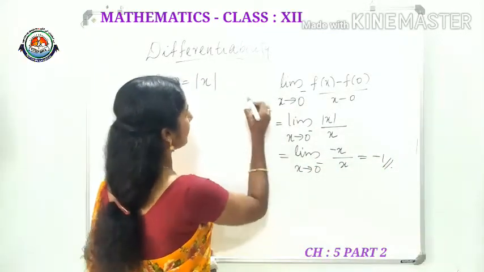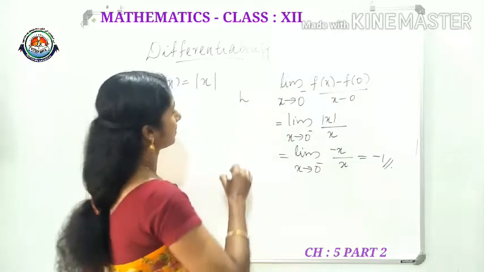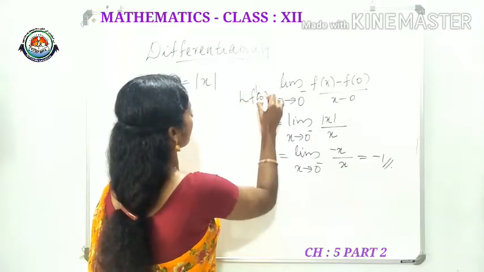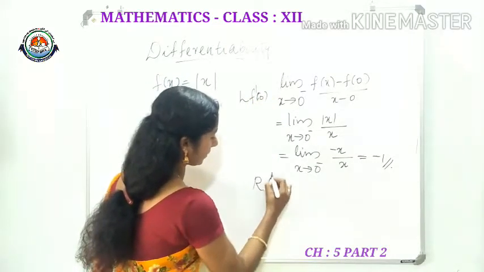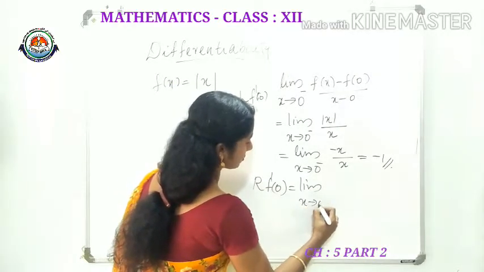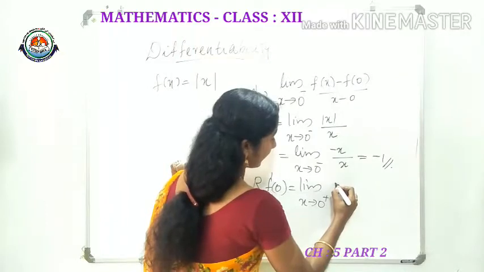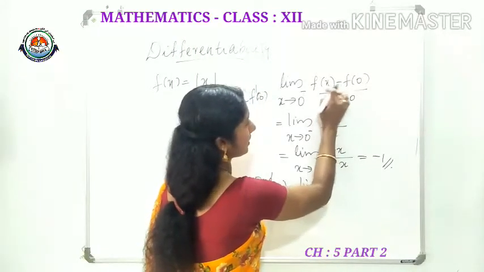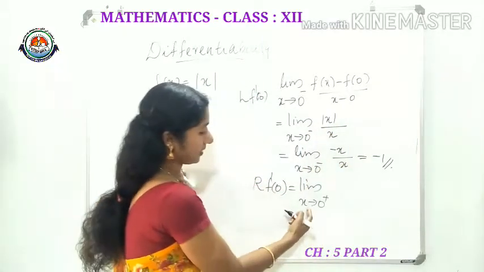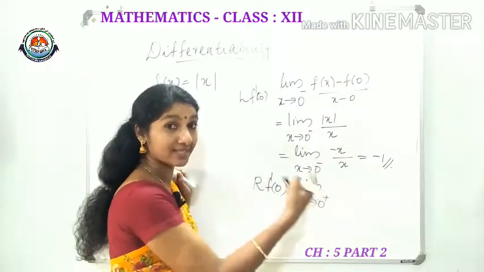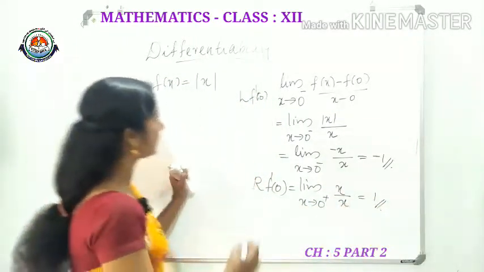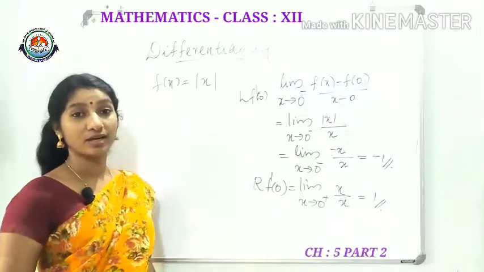This is the left derivative, f dash of 0 we are calculating. And the right derivative of this function is equal to limit x tends to 0 plus mod x by x. According to the definition, on 0's right side mod x equals x. So we are getting x by x, so we are getting it as 1. See here the left derivative and the right derivative are different.